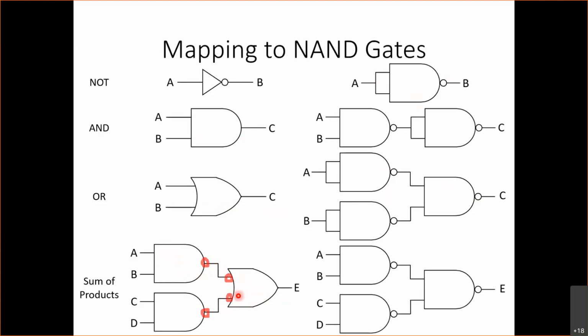So when we do a sum of products, rather than having a bunch of AND gates feeding into an OR gate, we can have a bunch of NAND gates feeding into a NAND gate, and that gives us a sum of products. Okay, and we said that we can implement all logic operations using a sum of products, and therefore it follows that we can implement all logic operations using just NAND gates. Okay, is that clear to everyone?